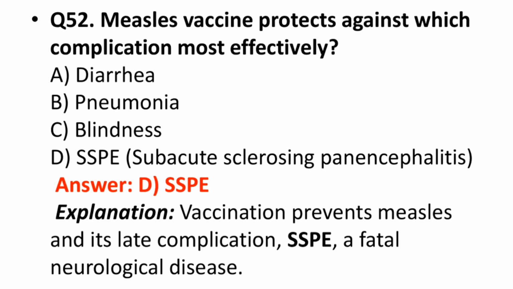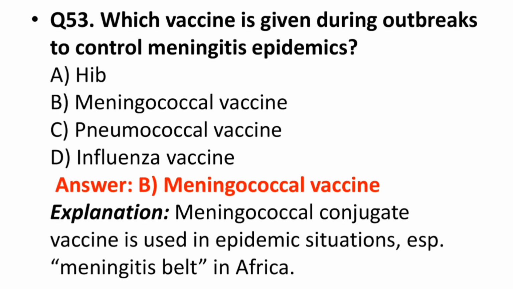Measles vaccine protects against which complication most effectively? Option A diarrhea, option B pneumonia, option C blindness, option D subacute sclerosing panencephalitis. The correct answer is option D SSPE. Subacute sclerosing panencephalitis. Vaccination prevents measles and its late complication SSPE, a fatal neurological disease.